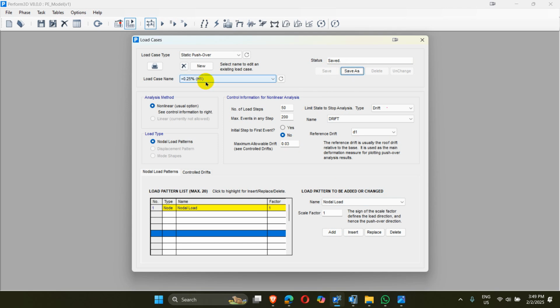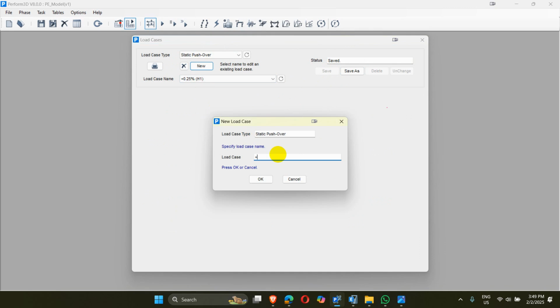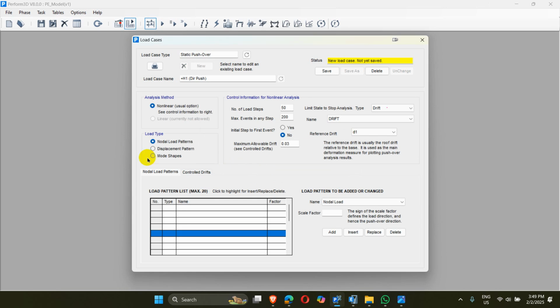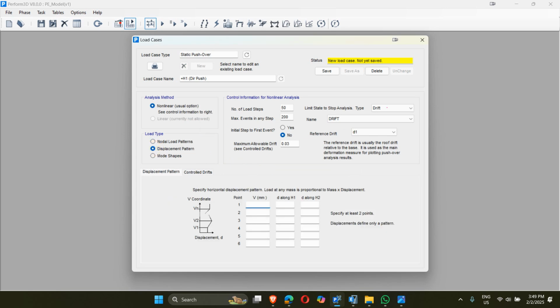And another one is the displacement load pattern. Here, let me define another one. Suppose h1 direction push. You can give any name. Okay, go for displacement load pattern.